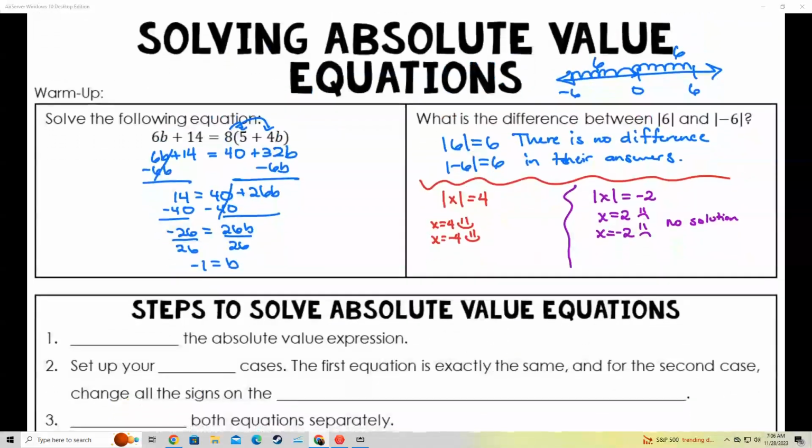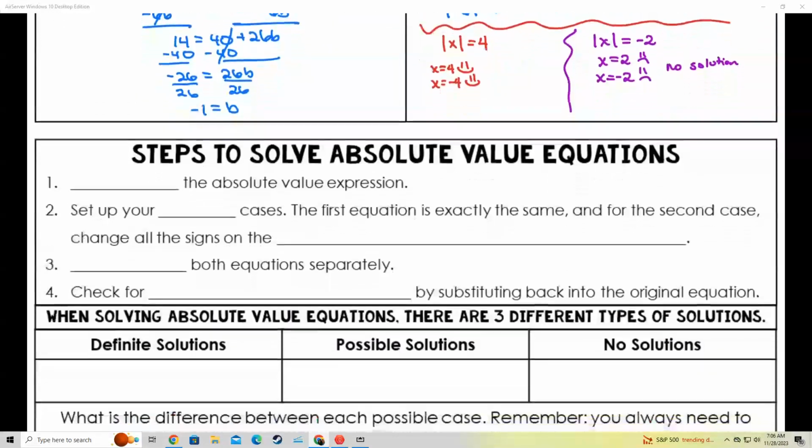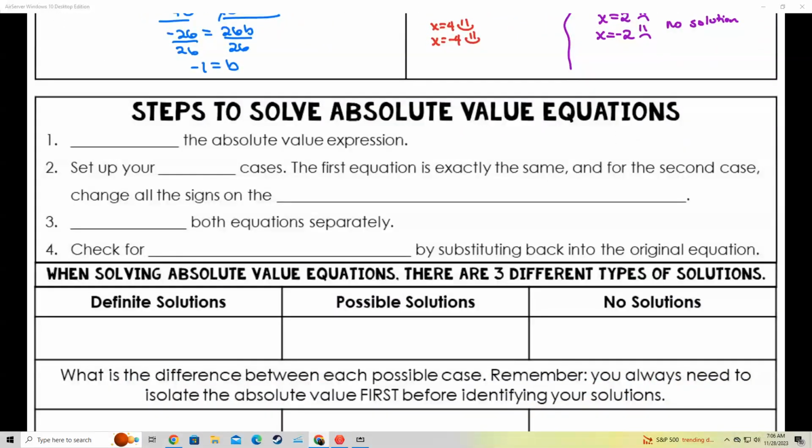in a little bit. All right, now that we have that, let's go ahead and talk about the steps to solve absolute value equations. Step number 1 is going to be to isolate the absolute value. When I say isolate, I mean I need to get that absolute value completely by itself. If you are isolated, that means you're by itself, that there's nothing around you, okay? Once you isolate the absolute value expression, you're going to set up your two cases. The first equation is going to be exactly the same. And for the second case, we're going to change all the signs on the non-absolute value side.